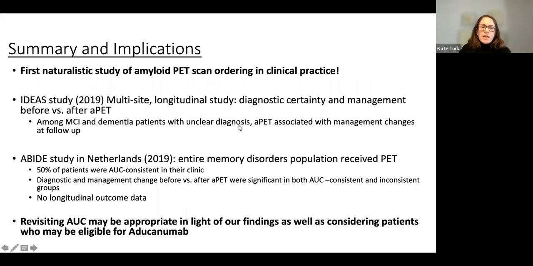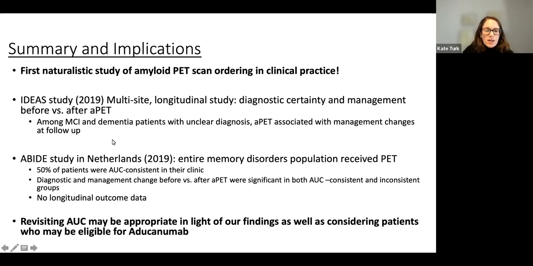So summary and implications based on prior literature. As stated before, this was the first naturalistic study of amyloid PET ordering in a clinical practice. We can compare this study to the IDEA study, which was published in 2019. It was a multi-site longitudinal study looking at diagnostic certainty and management before and after PET. And among the MCI and dementia patients with an unclear diagnosis, amyloid PET was associated with management changes at follow-up. And we'll talk a little bit about in the next study that we did about how our amyloid PETs affected management.